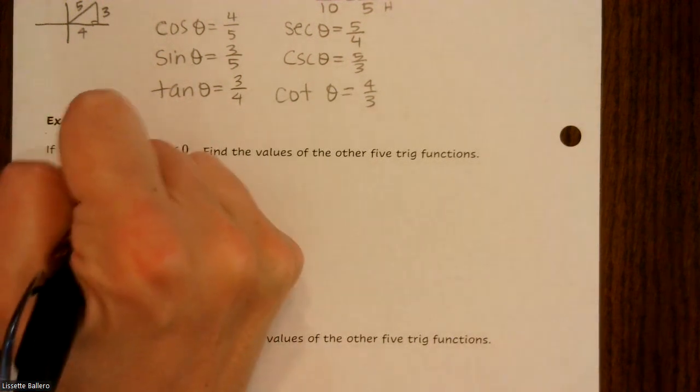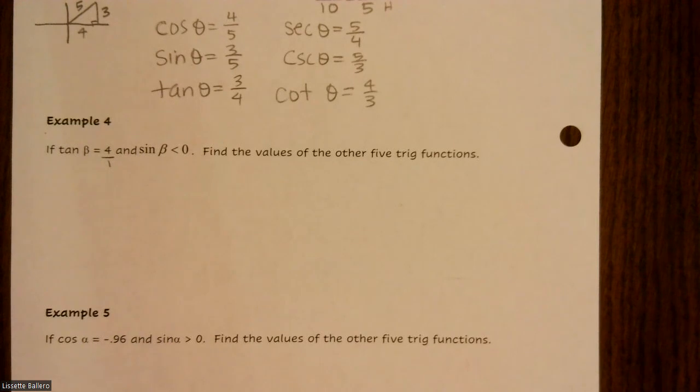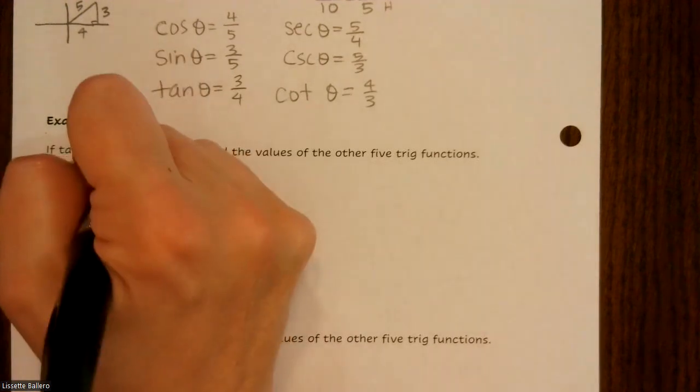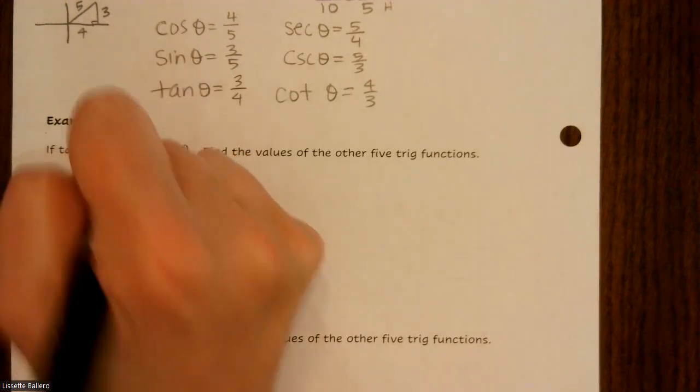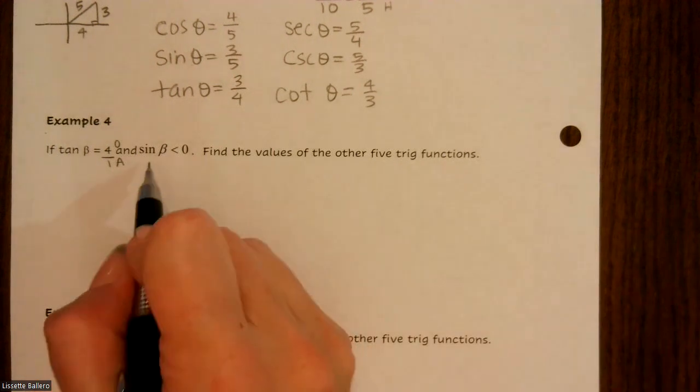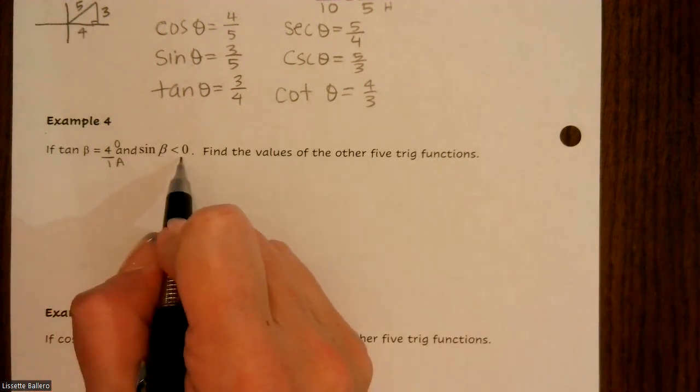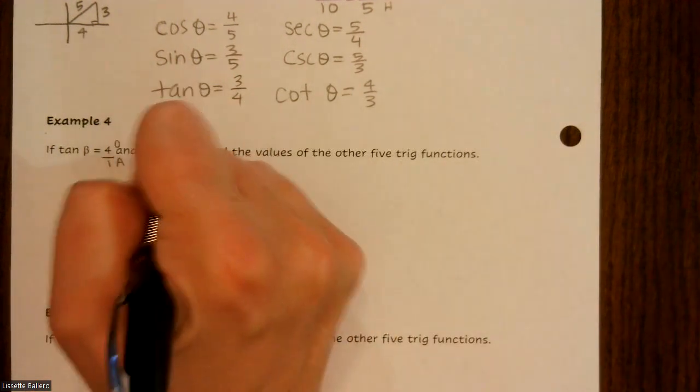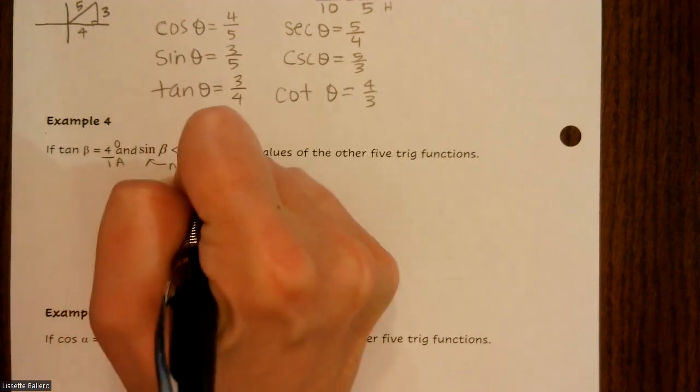We know that whole numbers are over 1. So that is our values there, and tangent is opposite over adjacent. So we know that we've got the opposite and the adjacent there. Now, it's told us that sine of beta is less than 0. So it's telling me that the sine is negative.